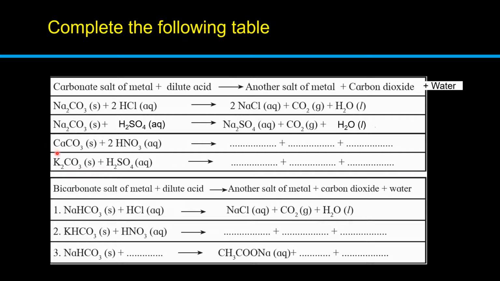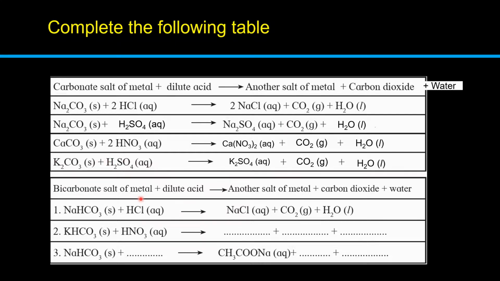Next is the carbonate salt of another metal, calcium, with another acid, nitric acid. Can you guess the product, children? The salt will be, yes, calcium nitrate with carbon dioxide and water. Finally, it is potassium carbonate with sulfuric acid, which forms potassium sulfate salt with evolution of carbon dioxide gas and water.